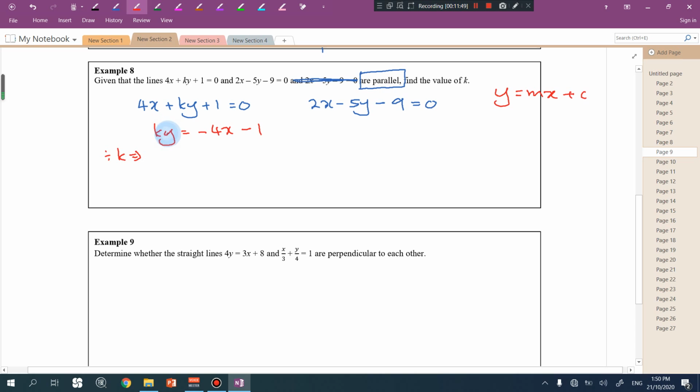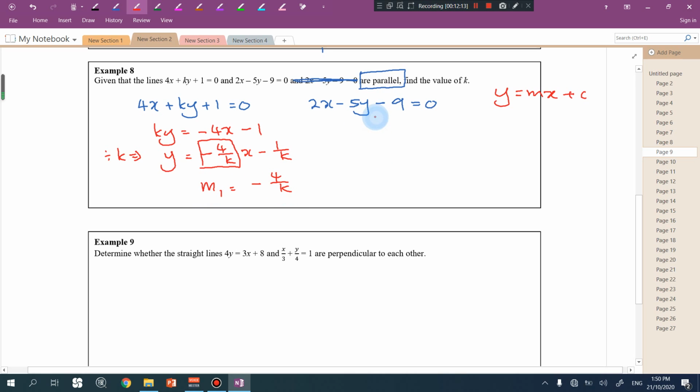So here ky divided by k, you will get y. And here you will get negative 4 over k x, and here you will get negative 1 over k. Okay, so now the coefficient of y is already 1 and positive. We know this will be the gradient, right? Okay, so m1 is equal to negative 4 over k.